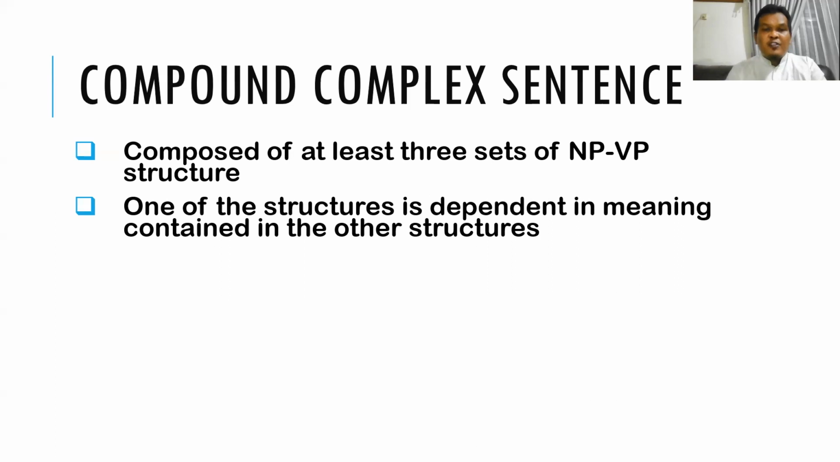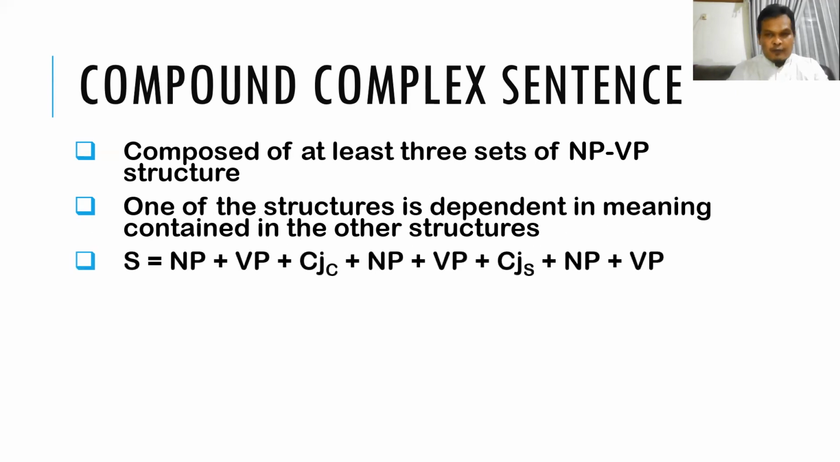And one of the structures is dependent in meaning on the other structures. Why do I use the term dependent here? Because one of the structures should be composed of a dependent clause. Therefore, one of the structures is dependent in meaning on the other structures. Here you are, some of the examples.